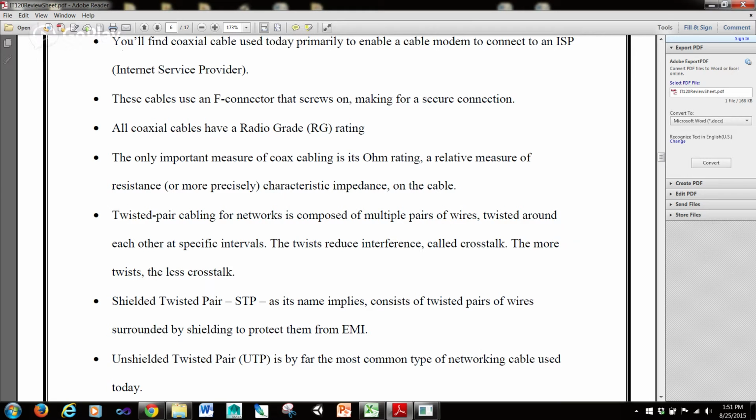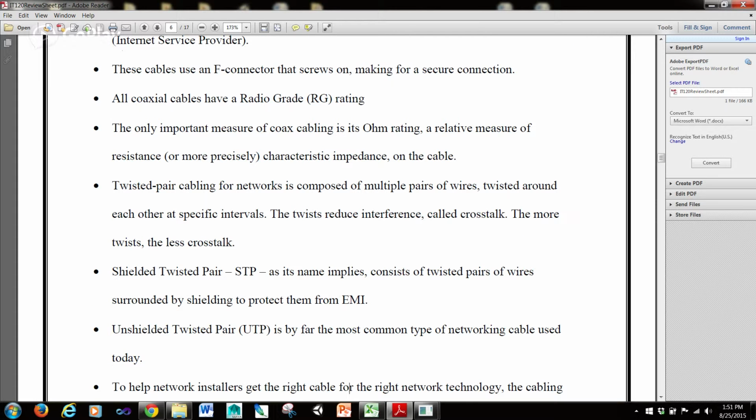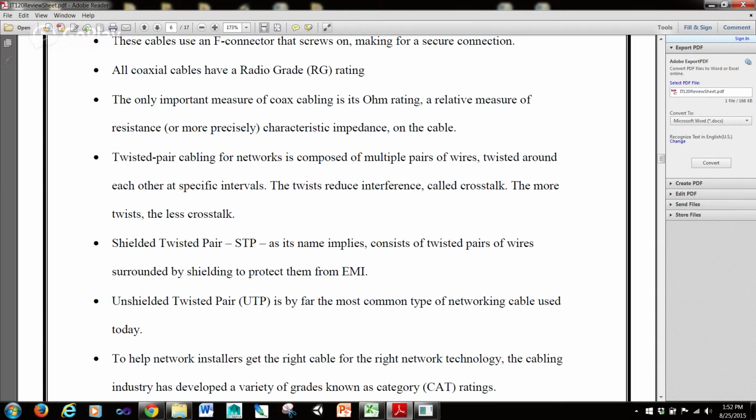impedance on the cable. Twisted pair cabling for networks is composed of multiple pairs of wires twisted around each other at specific intervals. The twists reduce interference, called crosstalk. The more twists, the less crosstalk. So I'm going to say that again. The more twists in a twisted pair cable, the less crosstalk.